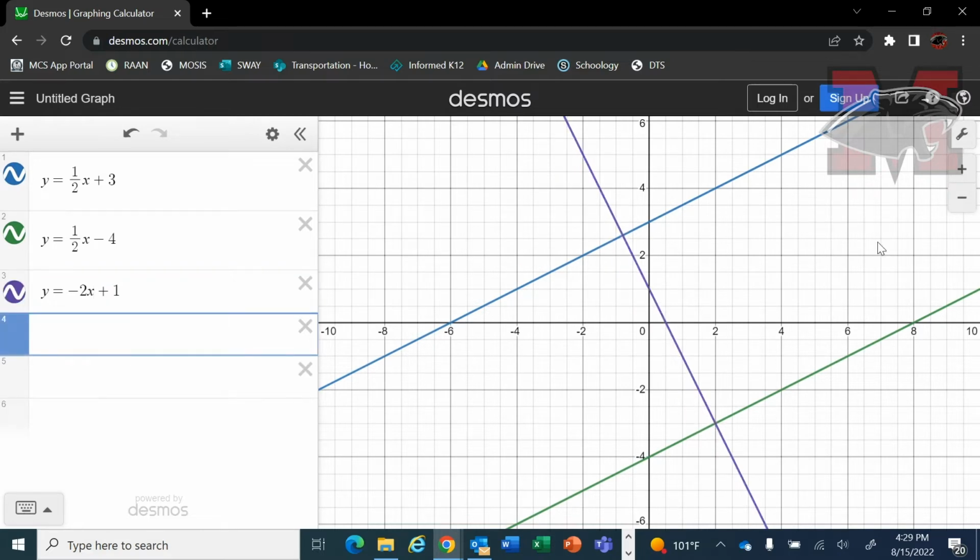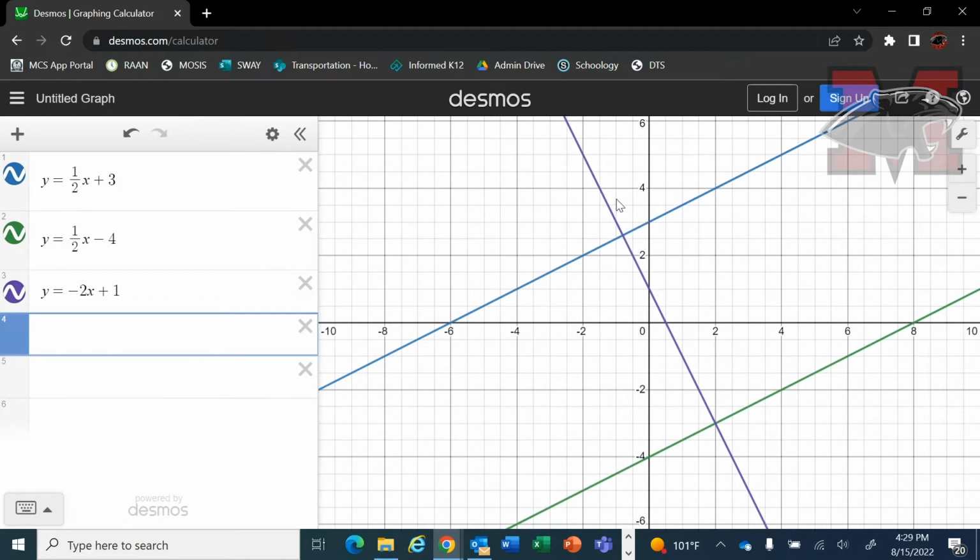Okay, so hopefully you don't have the heebie-jeebies, but these are two parallel lines cut by a transversal. That transversal just happens to be the perpendicular line. So the purple is perpendicular to both the blue and the green.